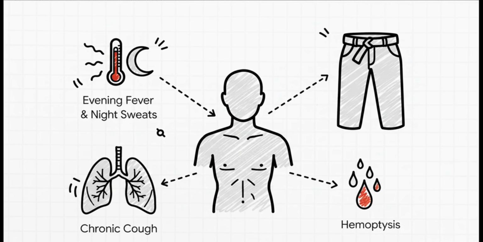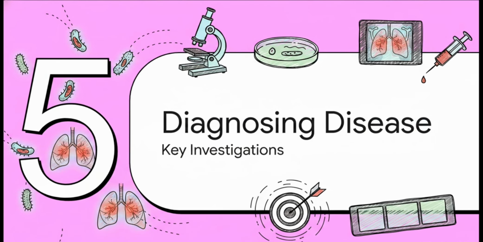On the respiratory side, a chronic, productive cough lasting more than 2 weeks is your biggest red flag. And of course, sometimes this escalates to hemoptysis, coughing up blood, which happens as that lung tissue is actively getting destroyed. Next up, Section 5.